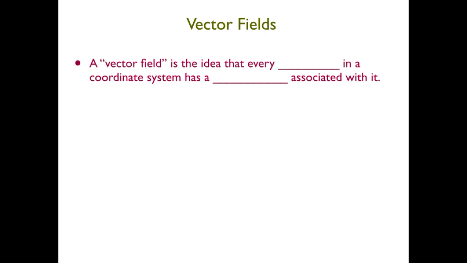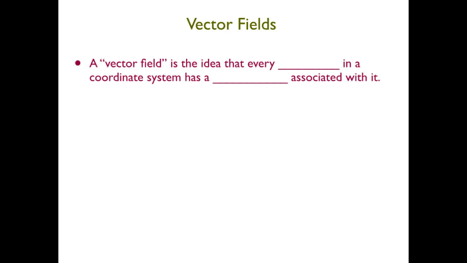It's a type of function, and so the independent thing is the first blank, and the dependent thing is the second blank. So every what in a coordinate system has a what associated with it? Point, vector. He says every point in a coordinate system has a vector associated with it. Agree with that? Yeah, point, or we could say location. So every location or every point in a coordinate system is assigned a vector.